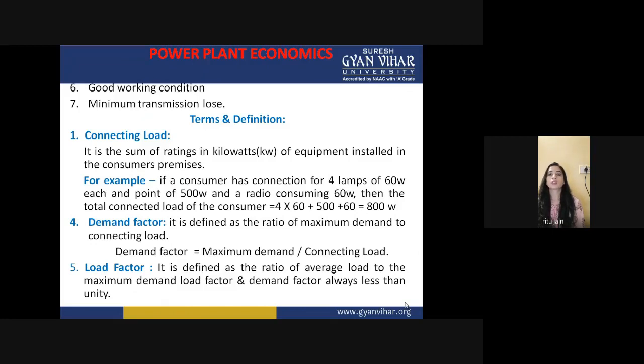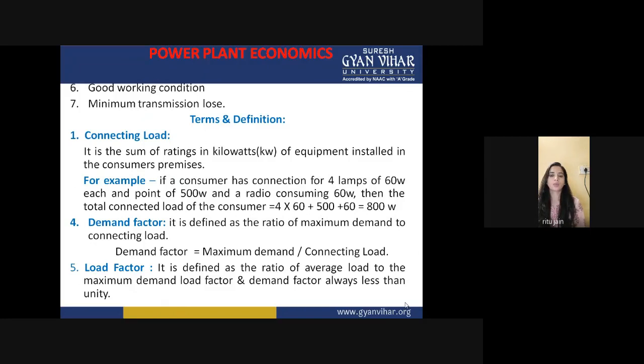Next is your terms and conditions. In terms and conditions, there are a few points we will discuss. One is your connecting load. So what is your connecting load? Obviously, the load which is connected to the power plant is your connecting load. It is the sum of ratings in kilowatts of equipment installed in the consumer's premises. For example, a consumer has a connection for four lamps of 60 watts each. Suppose I am a consumer, I have four lamps at my home, and each lamp has a rating of 60 watts. So the load is 60 into 4, that is 240.